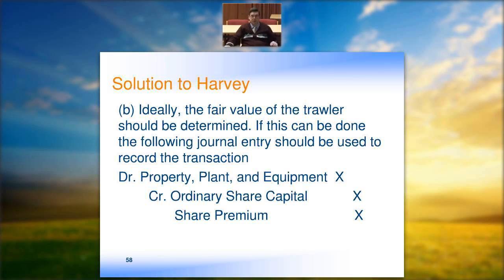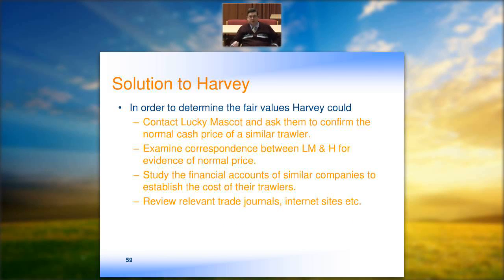So how would you actually do that? Well, it's mundane enough actually as to how you would do it, because the first thing you would have to do is to try and work out the fair value of the shares. So how would you do that? Well, the obvious, and again, with auditing, do the obvious thing first. And the obvious first thing would be contact Lucky Mascot and ask them to confirm the normal cash price for a similar trawler. You have no association with Lucky Mascot. You've no relationship with Lucky Mascot. So Lucky Mascot, as far as you're concerned, are an independent company.